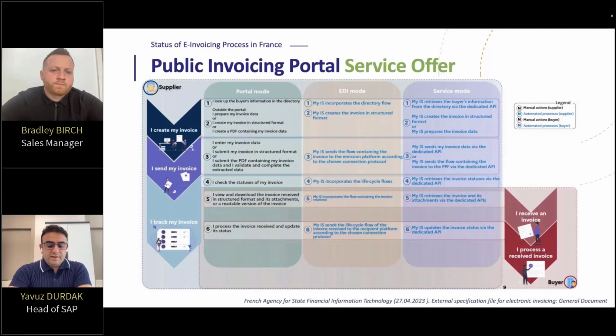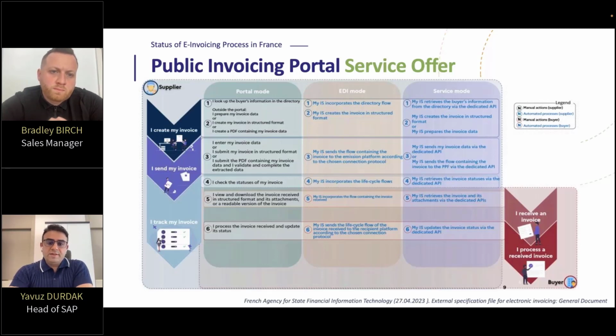However, remember that EDI mode is not a continuous mode. It is not in real time. So to use the EDI mode, for instance, you can schedule the EDI transmits per hour or at the end of the day. Depending on this defined period, you can send the invoice data to the public invoicing portal.